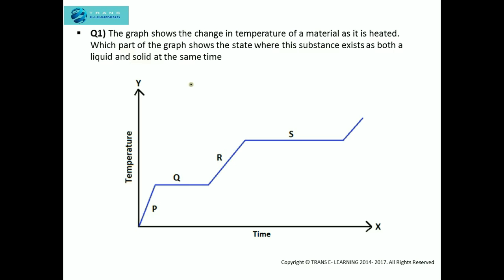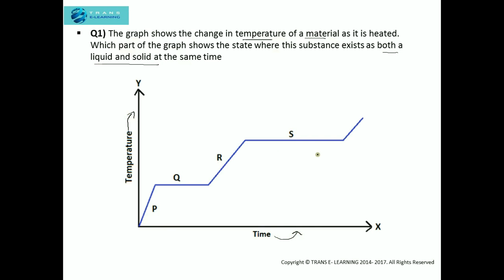The first question: the graph shows the change in temperature of a material as it is heated. Which part of the graph shows the state where the substance exists as both a liquid and solid at the same time? You can see here the heating curve of that material where the temperature is taken on the y-axis and the time is taken on the x-axis. And these are the different phases shown.